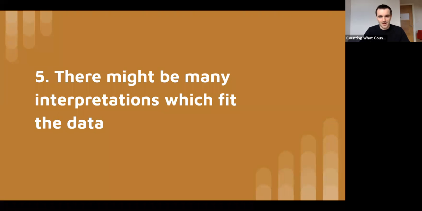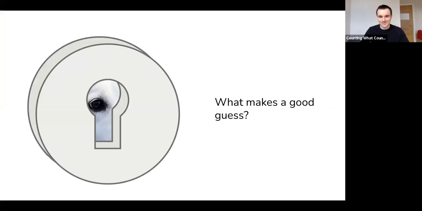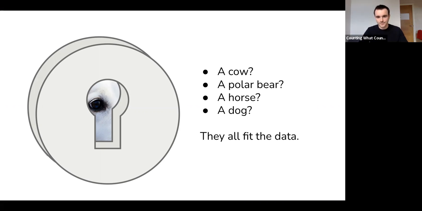The fifth point is there might be many interpretations which fit the data. So another analogy coming up, and I've tried to make this as simple as possible, and I hope it still makes sense from this analogy. So I said before that we can only collect data on a small part of the puzzle. Well, if you imagine that you're looking through a keyhole and you see this eye and you see some white fur, you're only looking at a small part of the picture. And we're trying to kind of put together a guess of the whole picture based on the small bit that we can observe. So what makes a good guess for this?